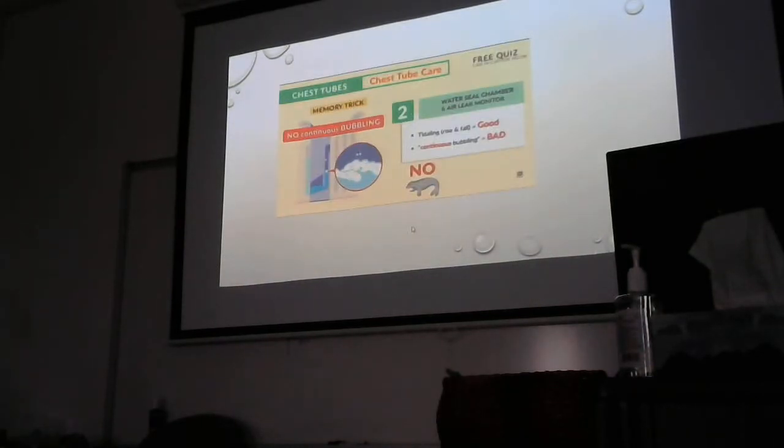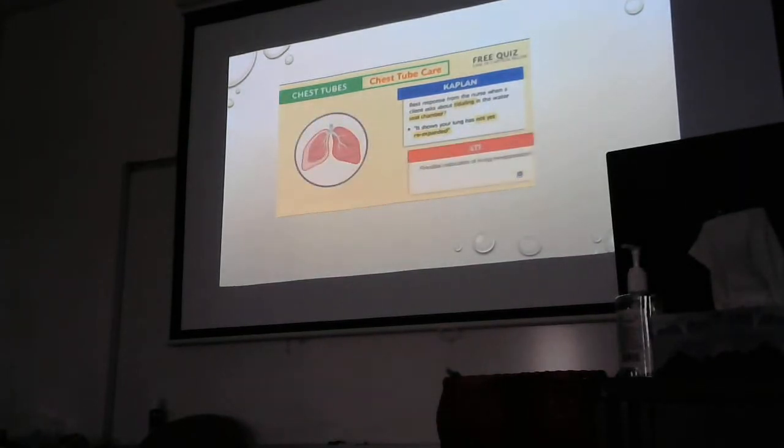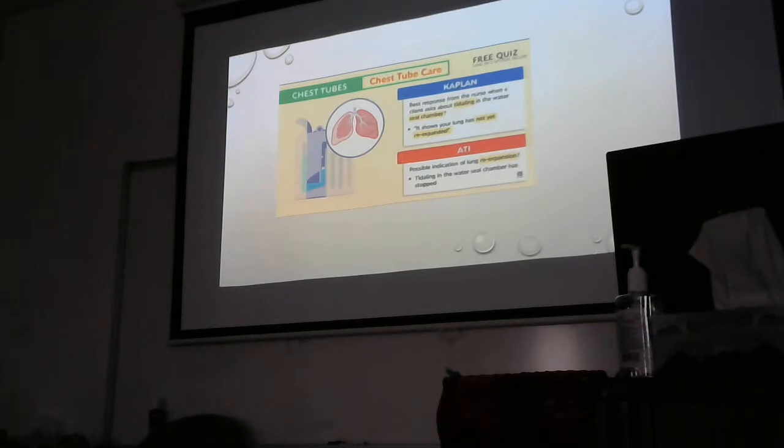So that's how I remember no continuous bubbling in the air leak chamber of the water seal. Now, Kaplan mentions, what is the best response by the nurse when a client is asking about tidaling in the water seal chamber? The answer is, it shows your lung has not yet re-expanded. And ATI mentions, possible indication of lung re-expansion, well, tidaling in the water seal chamber has stopped. Yes, this could mean lung re-expansion.